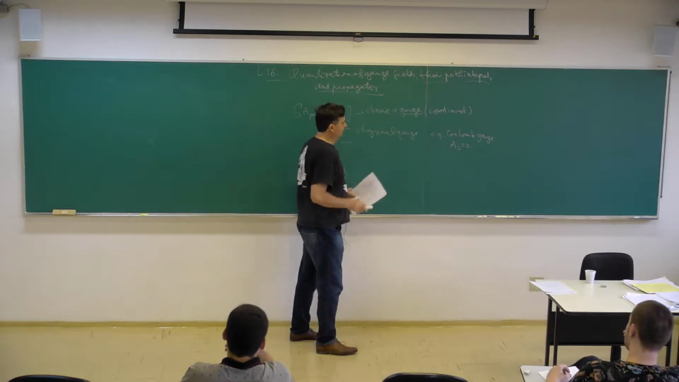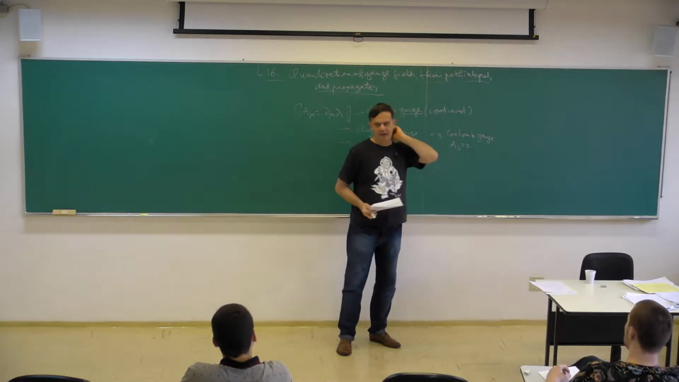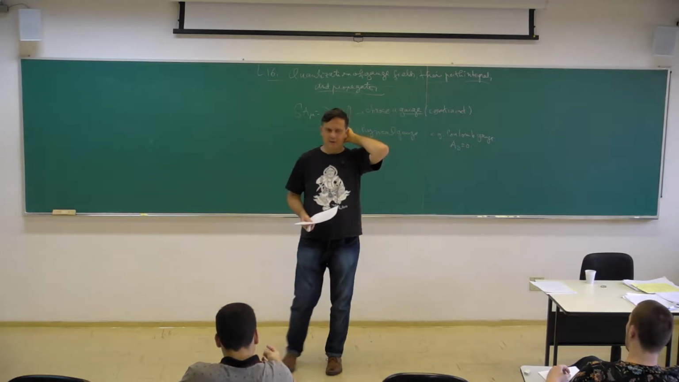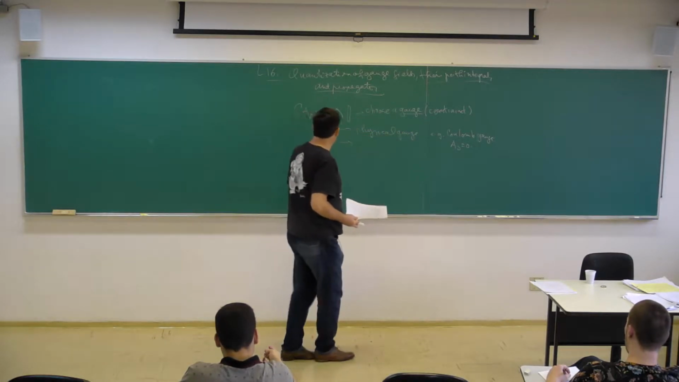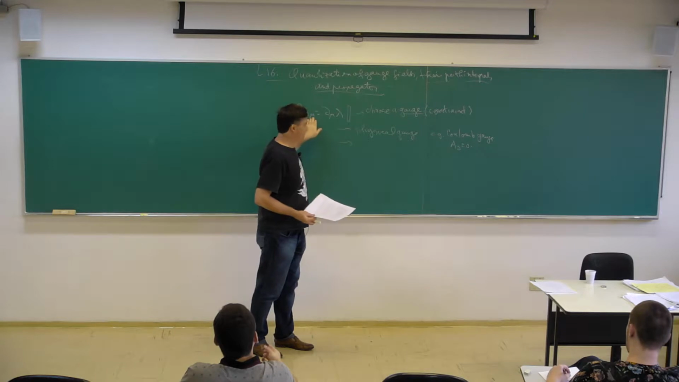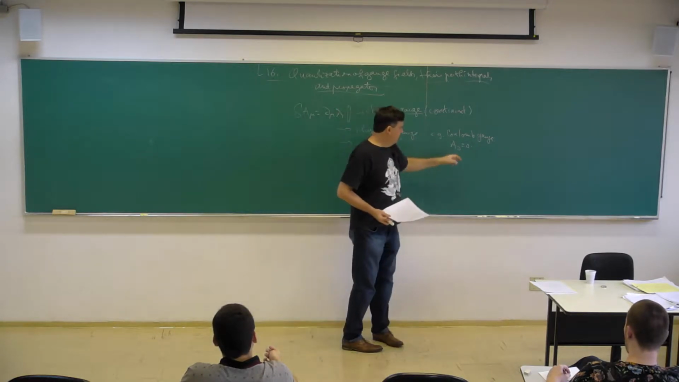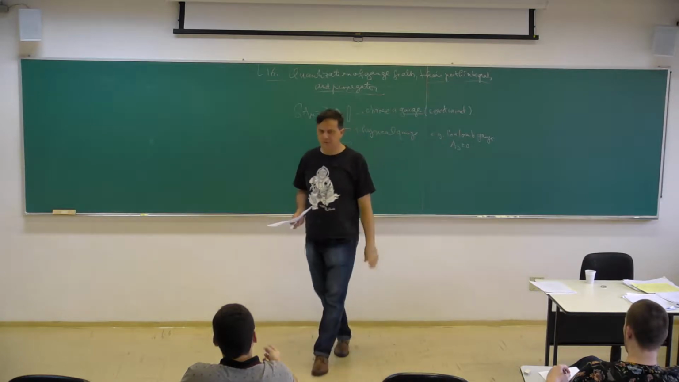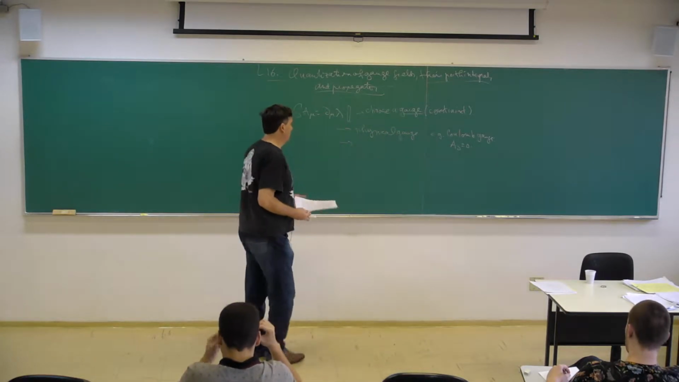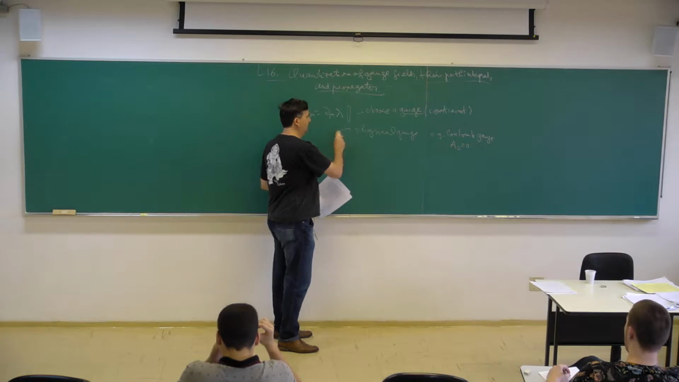But of course, if we do that, the disadvantage is that we lose Lorentz invariance. This explicitly breaks Lorentz invariance because A mu is a vector under Lorentz transformations, and here we put one of its components to 0. So after a Lorentz transformation, this is not the same anymore.